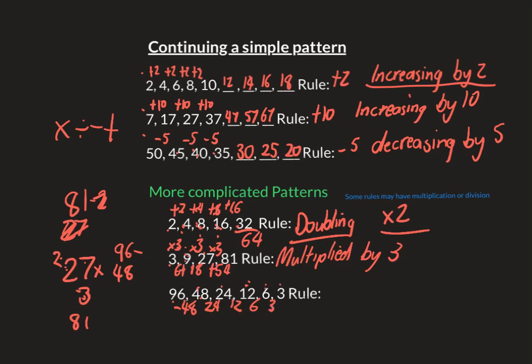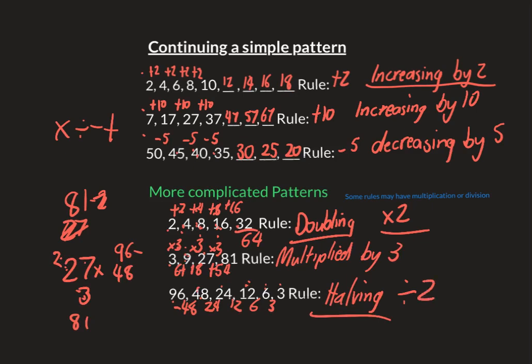Now let's see if there's a pattern. 48, 24, 12, 6, 3. I think they're halving each time, aren't they? Half of 96, 48. Half of 48 is 24. So you could either write halving. But I don't think halving would be what they would have actually asked for. I think they would have wanted to say that each number is getting divided by 2.